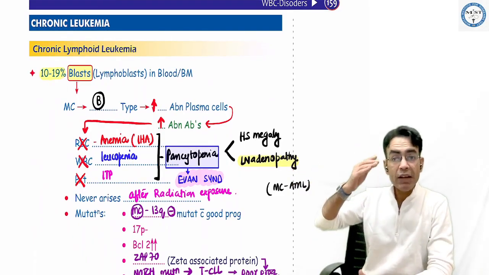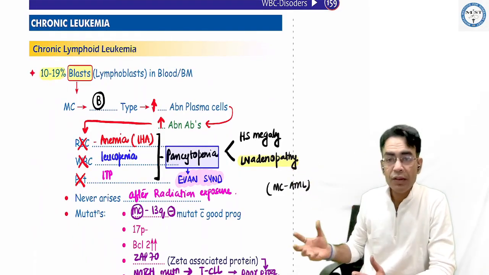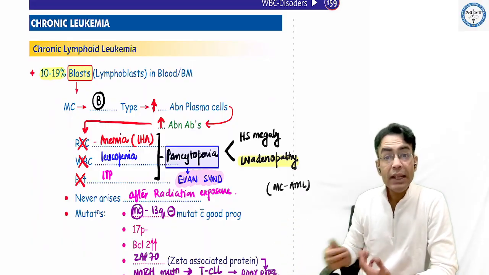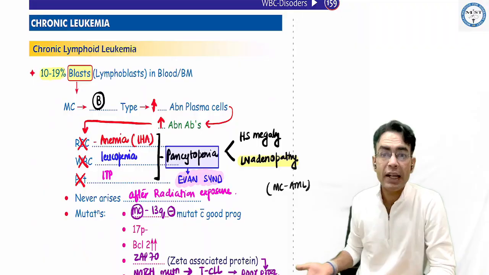So in CLL, there will be no arrest. So what kind of cells you will see? Lymphoid cells. They will be looking mature, so lymphocytes, and they will be functionally abnormal. So they are not going to fight against the infection.